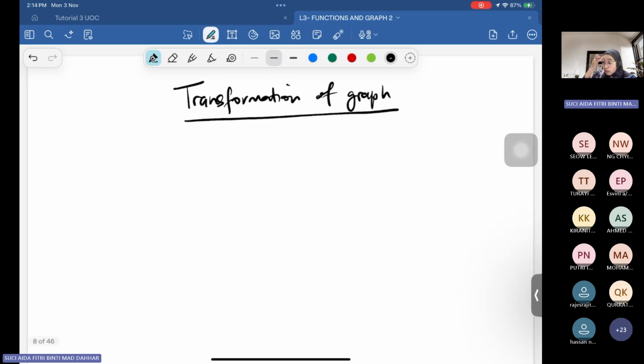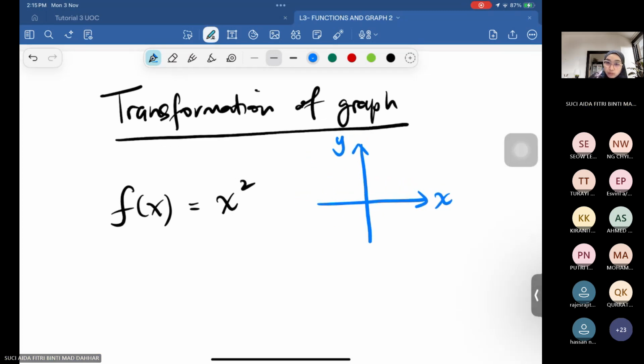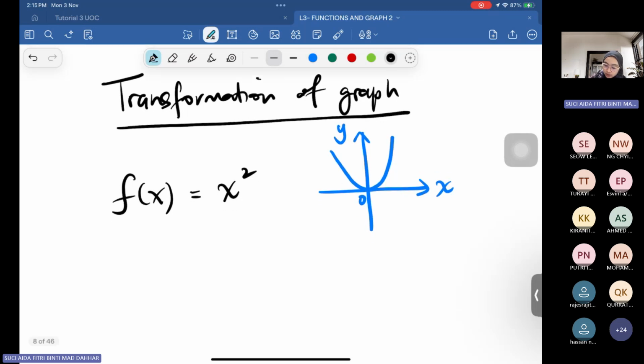Let me give you one function in general. Let's say my f(x) is a quadratic function, x squared. Originally, this is how it looks. This is your x-axis, this is your y-axis, and then you will have a smiley parabola that has its vertex at the origin. Correct? Now we're going to do some transformation to this graph, but in general, these are the things that can be done.